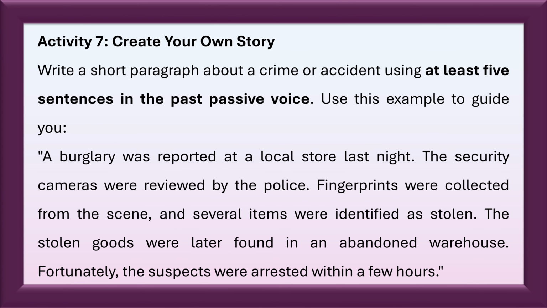Activity 7. Create your own story. Write a short paragraph about a crime or accident using at least 5 sentences in the past passive voice. Use this example to guide you. A burglary was reported at a local store last night.